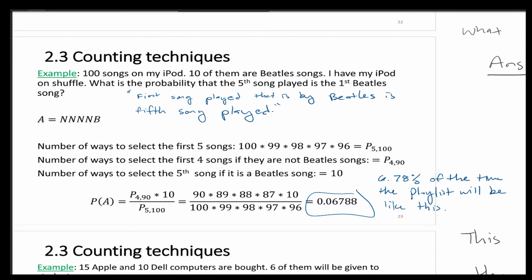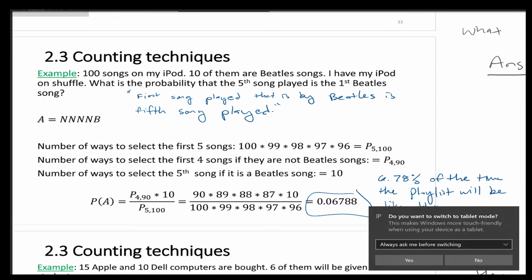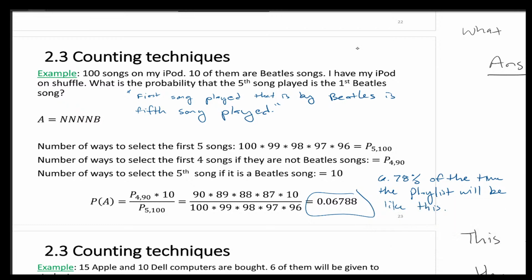So you could think of this as a counting principle as well. It's a multiplication principle happening inside of this problem. This is the number of ways to choose the first 4 songs, and this is the number of ways to choose the 5th song. We multiply those two numbers to get the number of ways to choose the first 5 songs the way we want them to be chosen: non-Beatles, non-Beatles, non-Beatles, non-Beatles, and then Beatles.